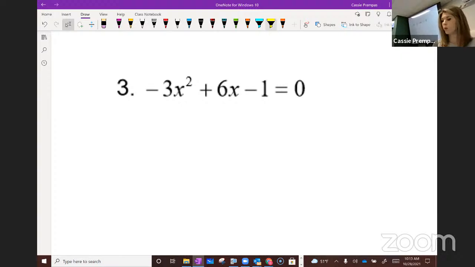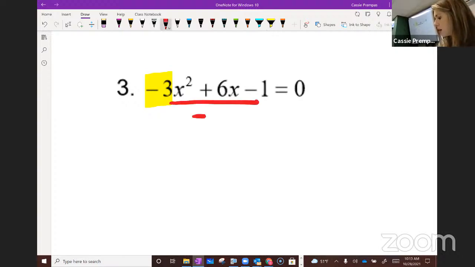What's happening? What's in front of the x squared? Negative 3. Negative 3 has been multiplied by x squared. What undoes multiplication? Division. So what we can do is divide both sides of the equation by negative 3. As long as I divide one side of the equation by a number, the only thing I have to do is be consistent and divide the other side of the equation by that number. And now the equation still remains true.